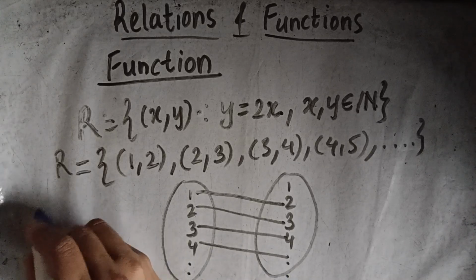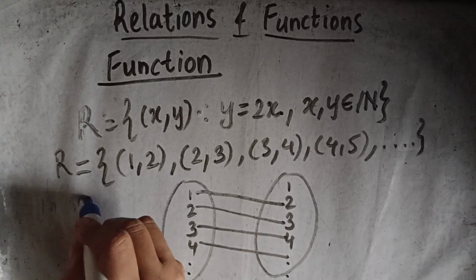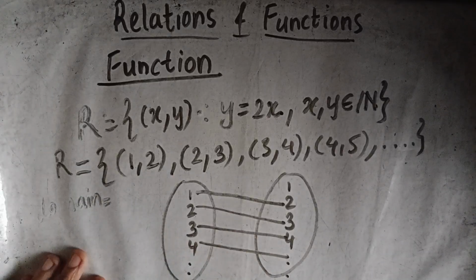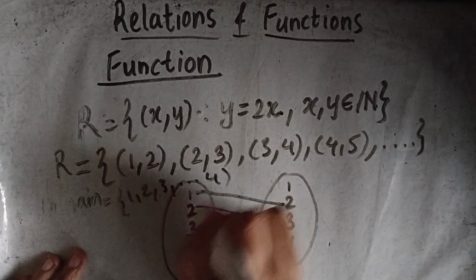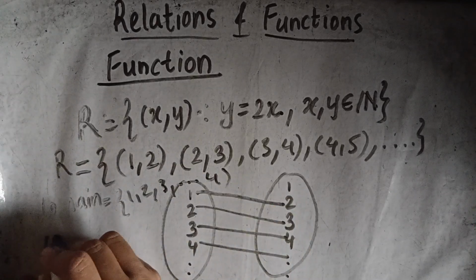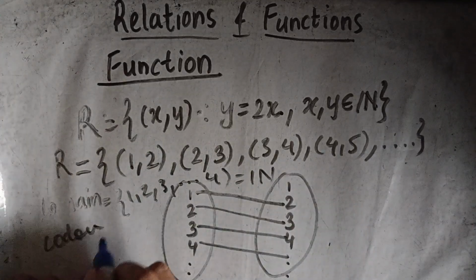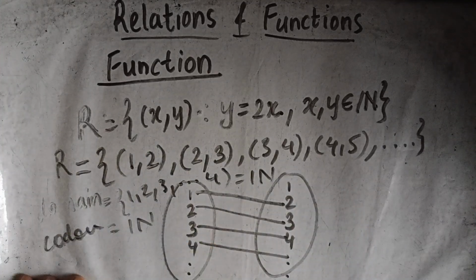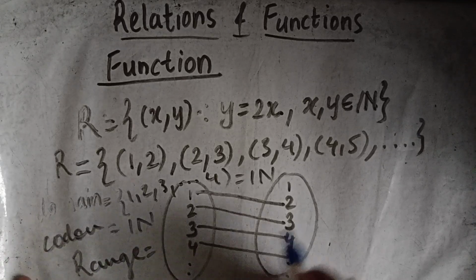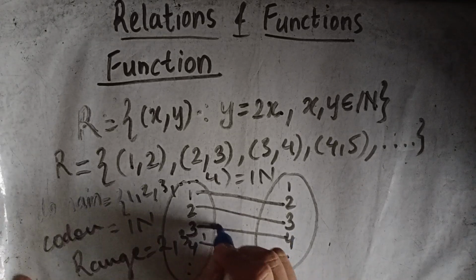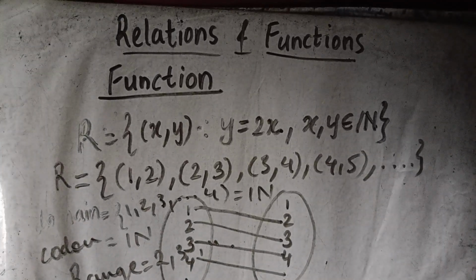Its domain set is this whole set, 1, 2, 3, 4, and so on. Then the codomain is again the whole set, the set of natural numbers. Codomain is also the set of natural numbers, but the range set starts from 2, 3, 4, 5. 1 is not there. So this is a function.